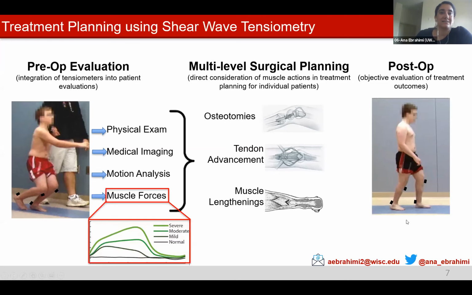And our ongoing testing is evaluating whether these results extend to more severe gait disorders, such as with increasing severity of crouch gait, and to evaluate how tensiometry can be used to evaluate specific treatments.